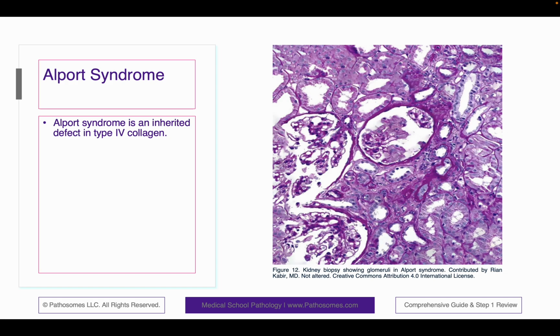Now, Alport syndrome. Alport syndrome is an inherited defect in type 4 collagen. Do you remember the mode of inheritance? Is it X-linked, autosomal recessive, dominant, via the mitochondria? What is it? You're going to be asked probably. If you don't know, don't worry, I'll tell you. But first, let's look at this kidney biopsy from a patient with Alport syndrome. Interesting. Can you see the glomeruli?